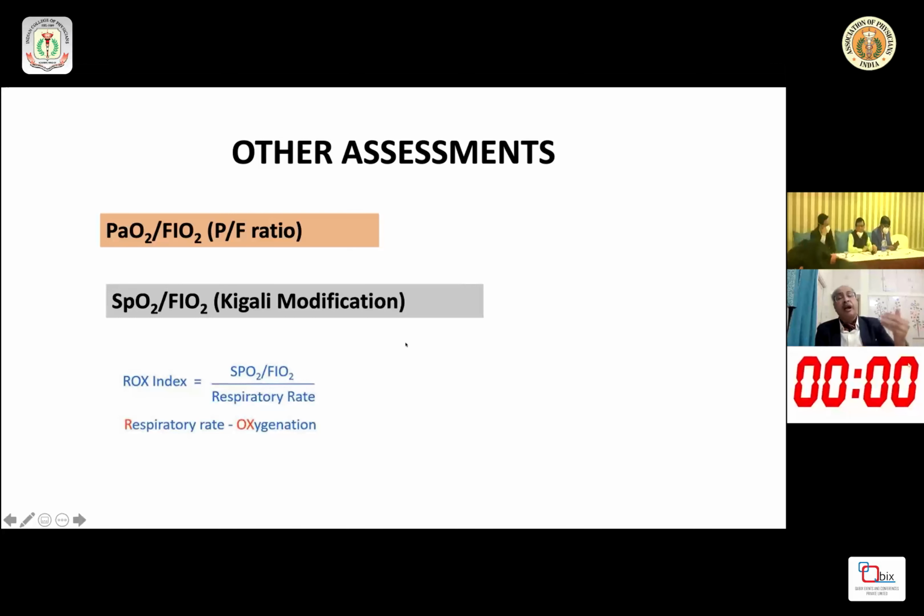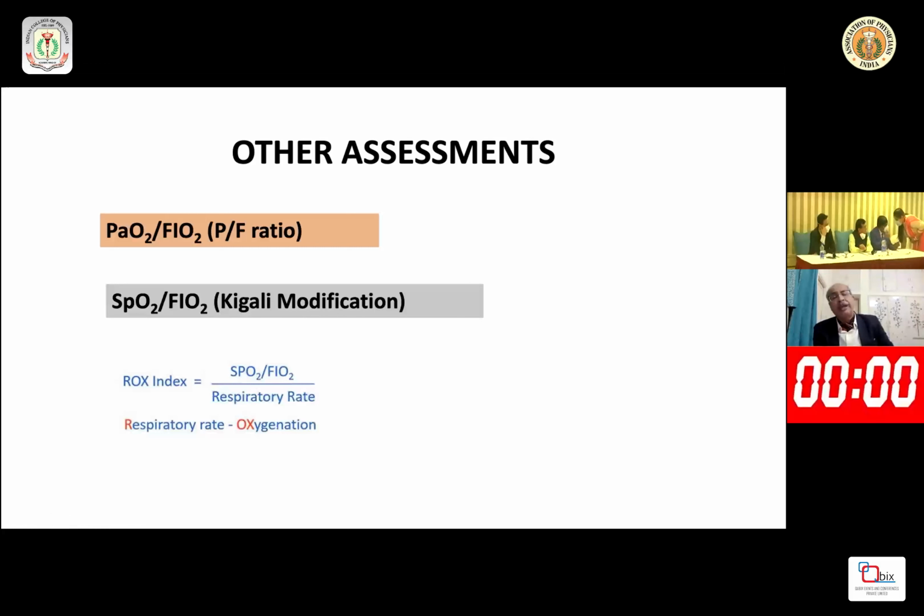Another index which has come up from here is called the respiratory rate oxygenation index, the ROX index, which we are using in high flow nasal cannulas and oxygenation parameters. Here you take the Kigali modification divided by respiratory rate. If the values are less than 4.5 or 4.8 at any point of time, that means the probability of failure is high and this person is likely to have an intubation. So these are the small things which are helping us.